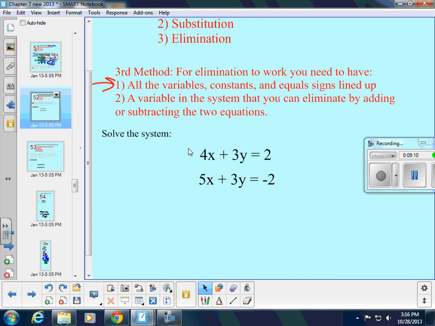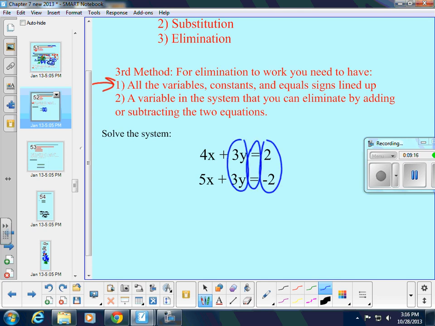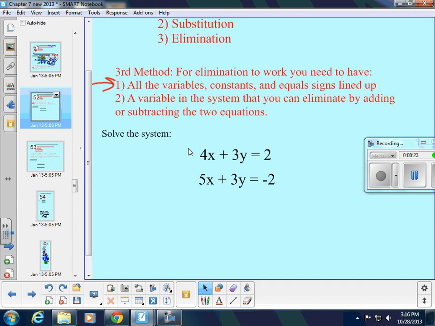So do I have that? Yes, I do. Here's the constants on this side, 2 and negative 2. Here's the equal signs. Here's 3y and 3y, and here's 5x and 4x. So yep, I've got all those things lined up. I can use elimination. At least I've checked number 1. Okay, number 1, yes, criteria, I can use it.